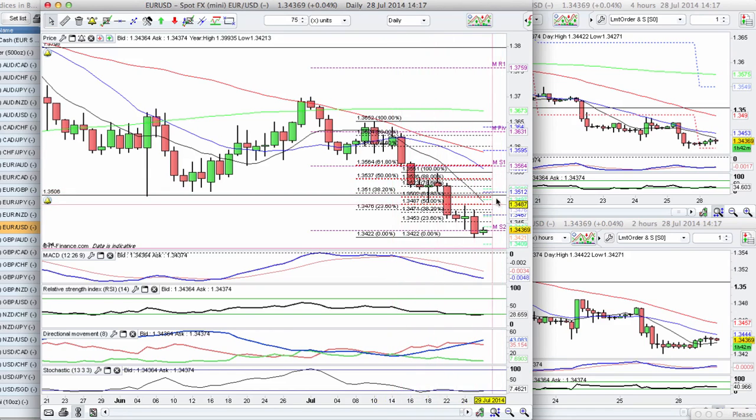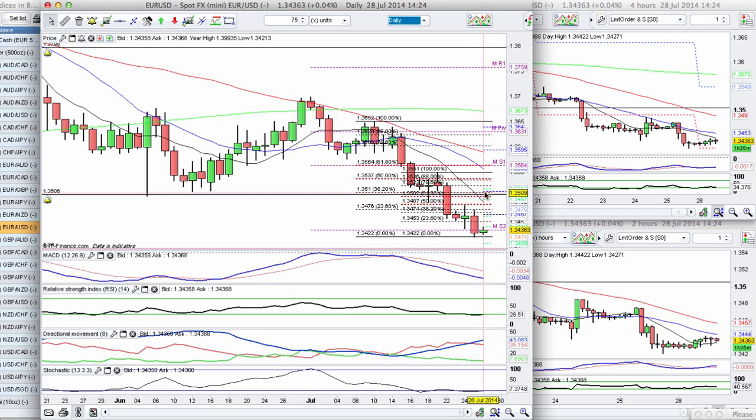We also have a pivot just above it, a weekly pivot at 1.3512. So all this area has a lot going for it. So when and if price pulls back into this level, it will also be in the sell zone on the daily. So what I'll be doing is looking for trading opportunities on lower time frames.